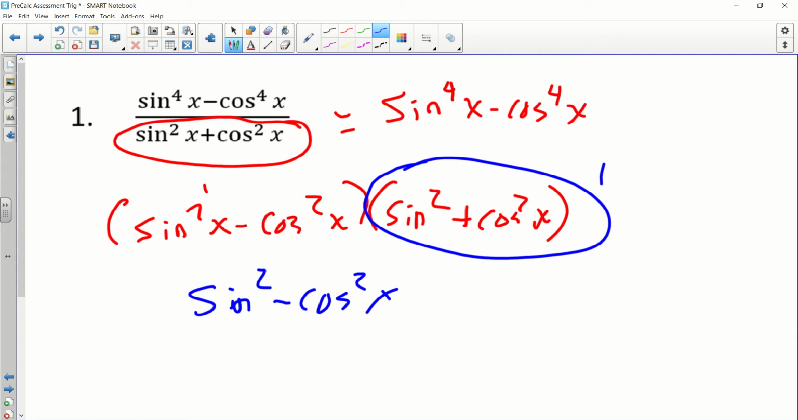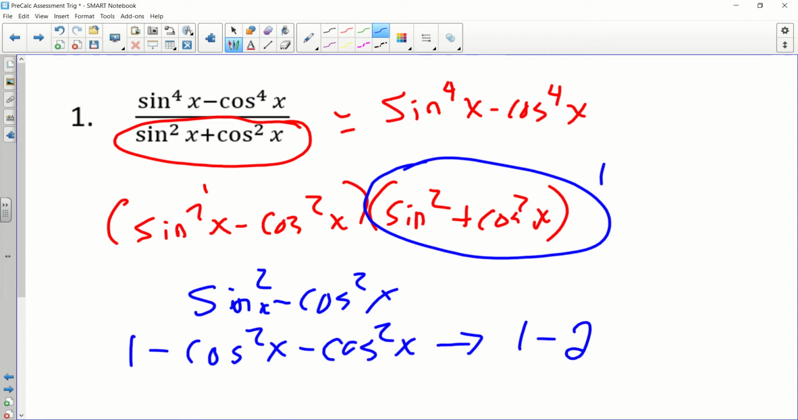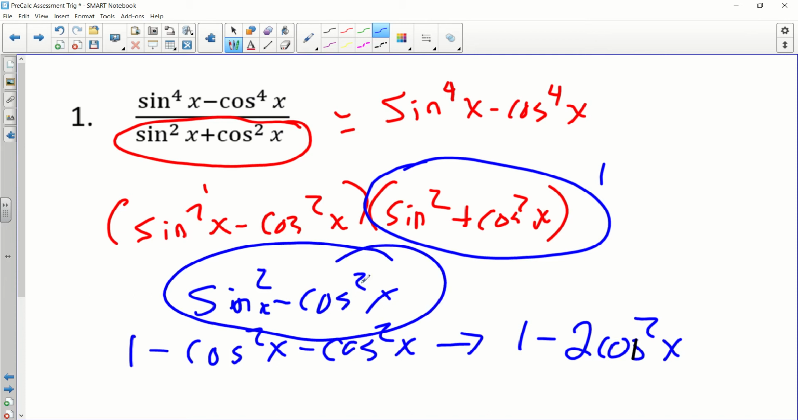Some of you took it a step further and converted sine squared to 1 minus cosine squared. And that led to 1 minus 2 cosine squared of x. So that is one answer here. I accepted this answer. That was awesome.